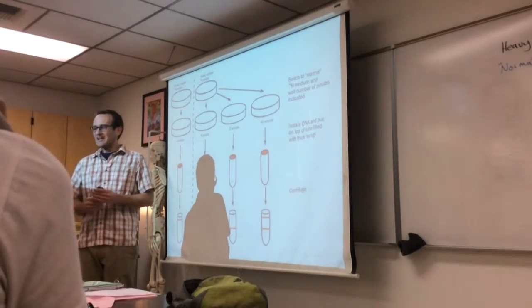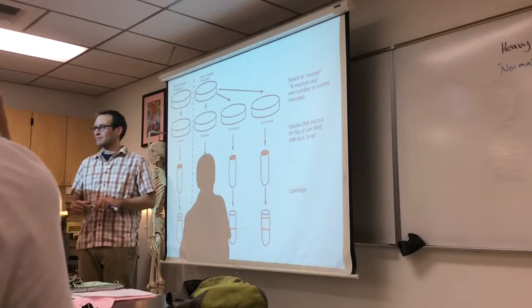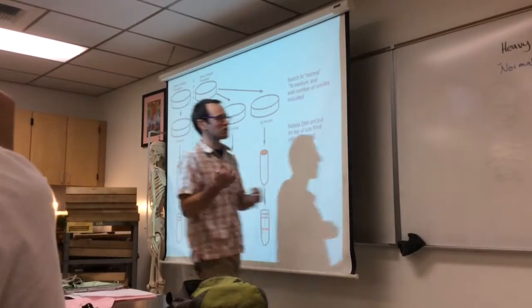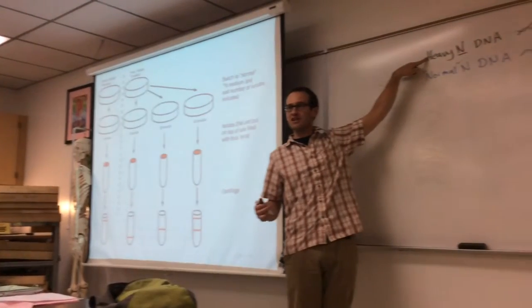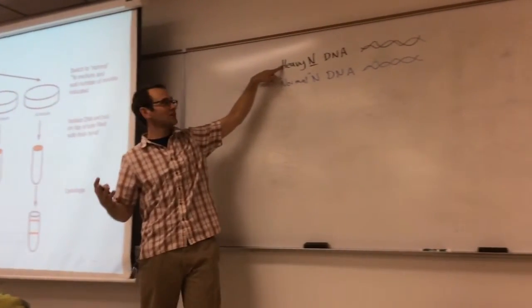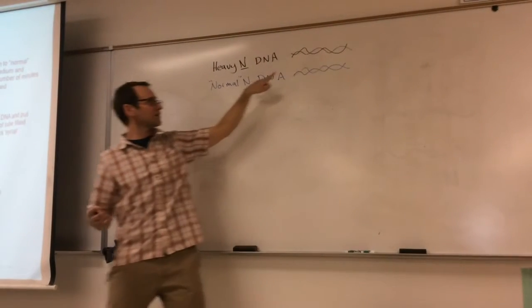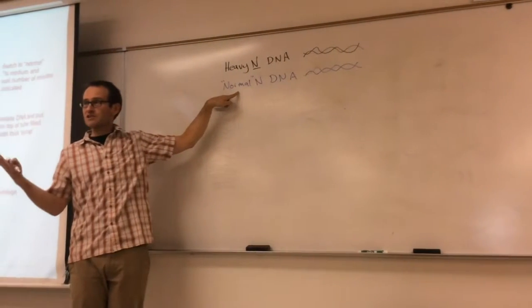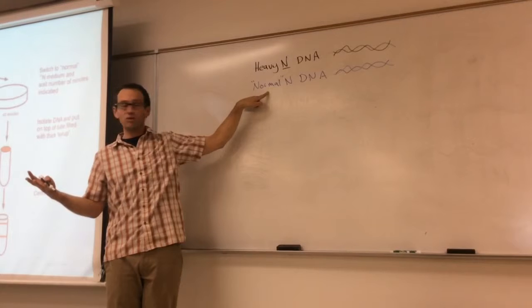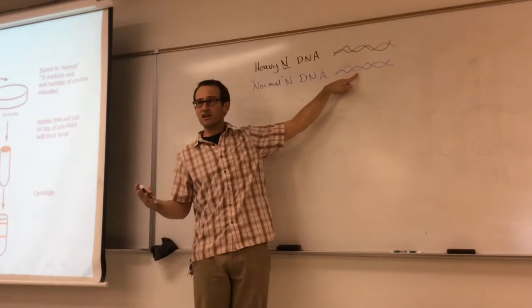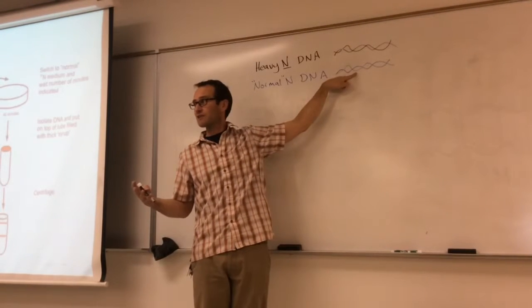So let's imagine we're a bacteria, and we are growing in heavy nitrogen. I'm sorry, we're growing in heavy nitrogen, and this is the DNA we've synthesized. All right. If we're a bacteria growing in normal nitrogen, nitrogen 14, this is what our DNA looks like. So blue versus black. Okay?